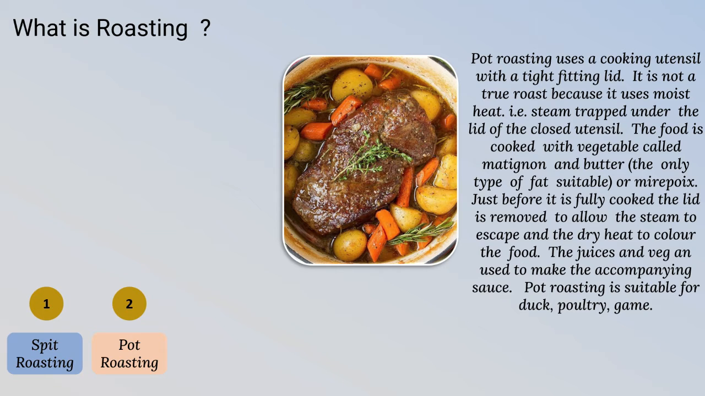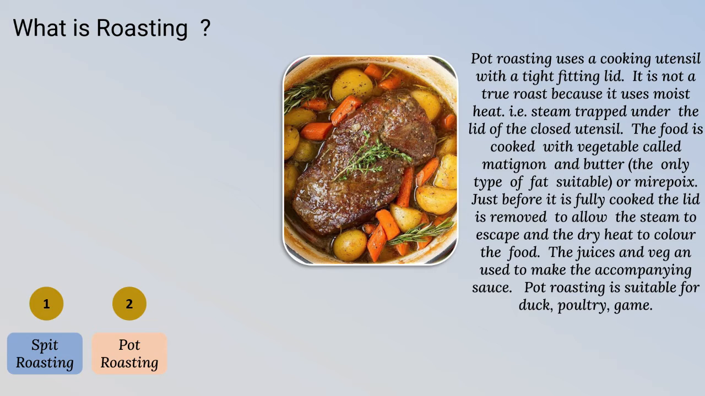And this pot roasting is normally used for the tough joints. The meat which is normally a little tough by nature, we can use that through the pot roasting method. And these vegetables, either in the form of mathigno or in the form of mirepoix, will either accompany as vegetable or will be transformed into a sauce and served as the accompanying sauce. Clear? We can cook duck, poultry and game through this method.